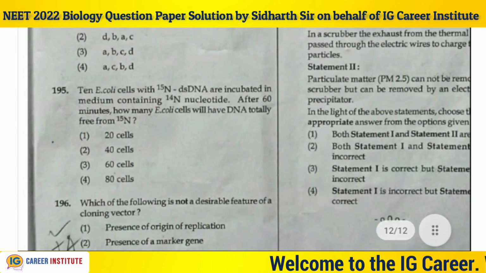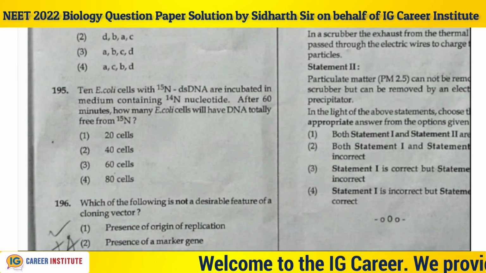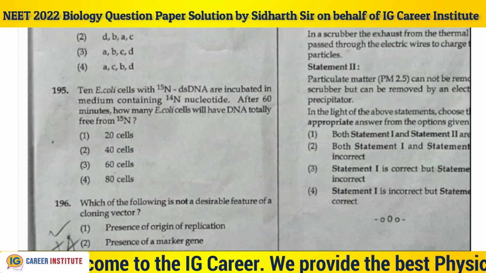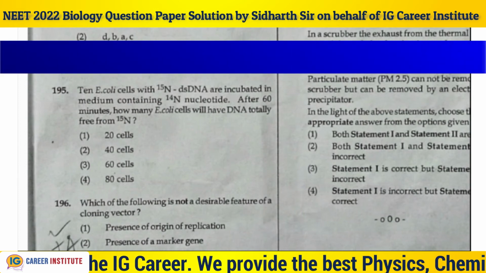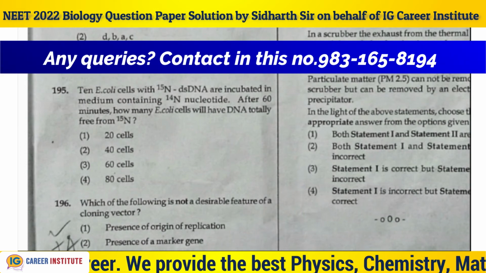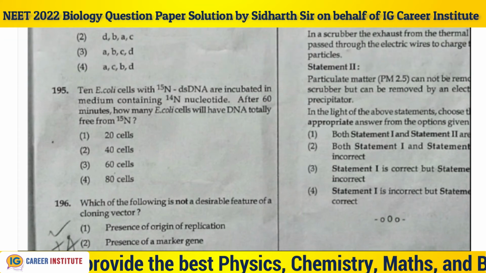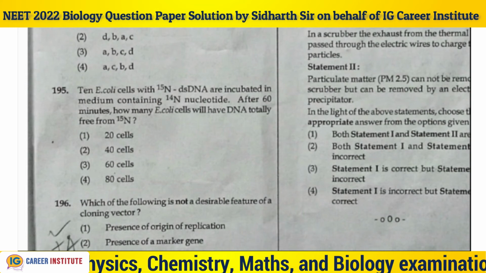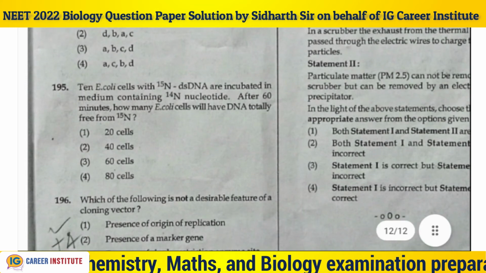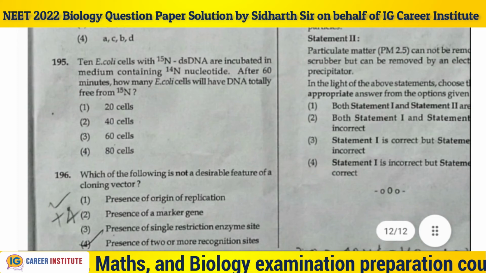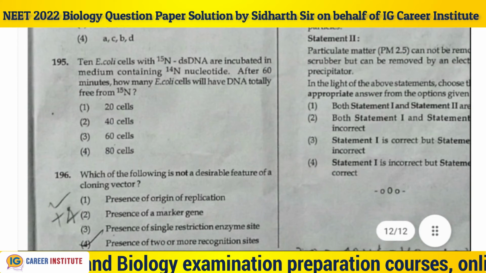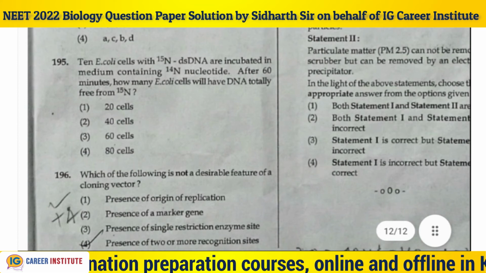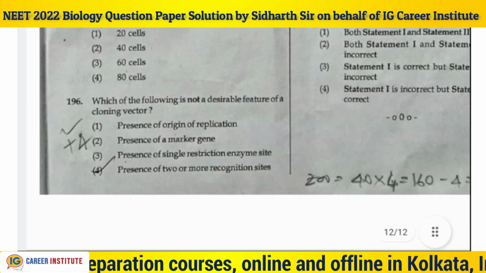Question 195. The E. coli cells with N15 double-stranded DNA are incubated in medium containing N14 nucleotide. After 60 minutes, how many E. coli cells will have DNA totally free from N15? Right, it will be 60. The maths I can show you, but it will not be required.